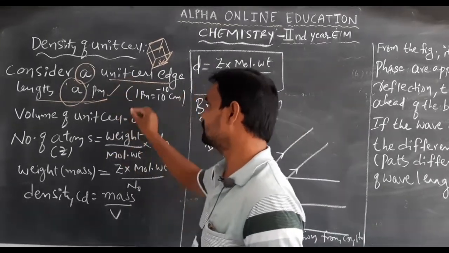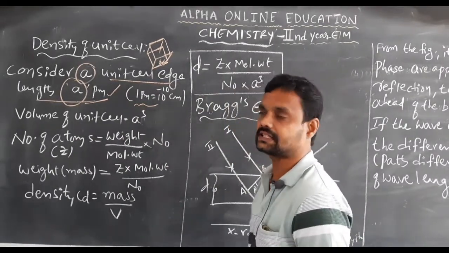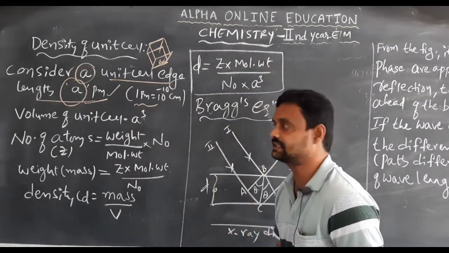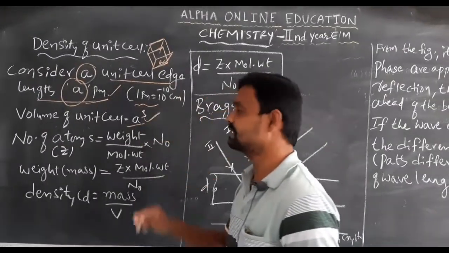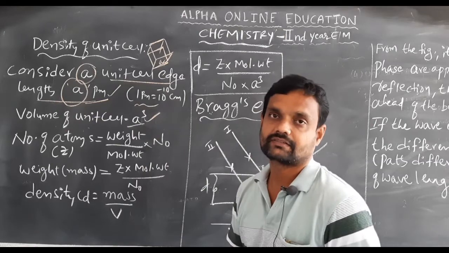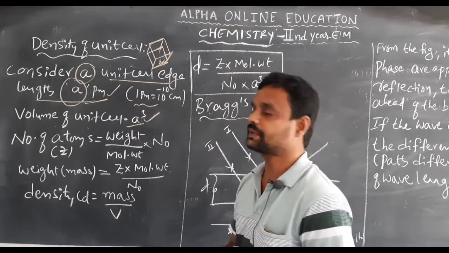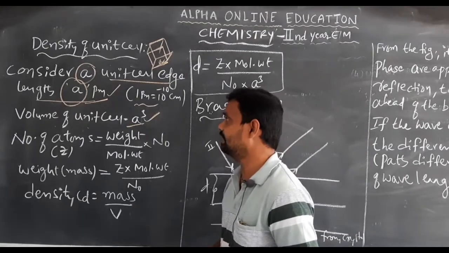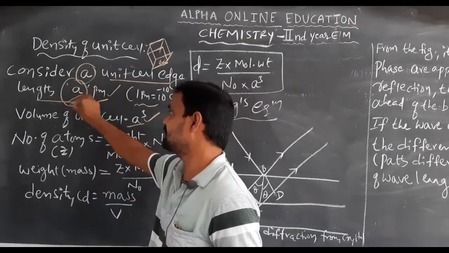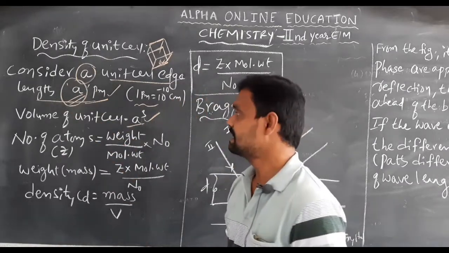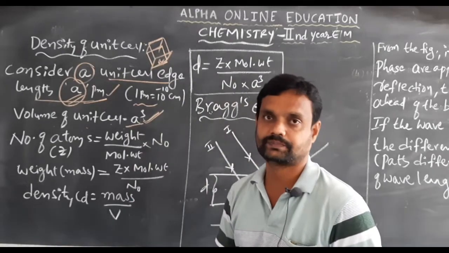We already know 1 picometer is equal to 10 power minus 10 centimeters. Then the volume of the unit cell is a cube, because the unit cell appears as a cube, and the volume of a simple cube is a cubed. So if the unit cell edge length is a picometers, the volume of the unit cell is a cubed.